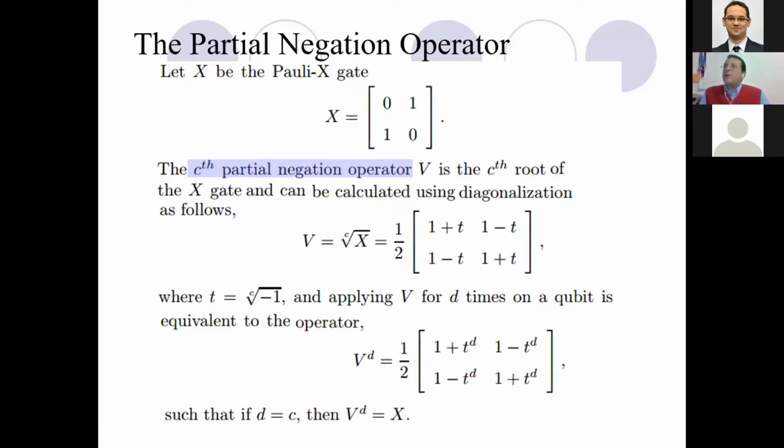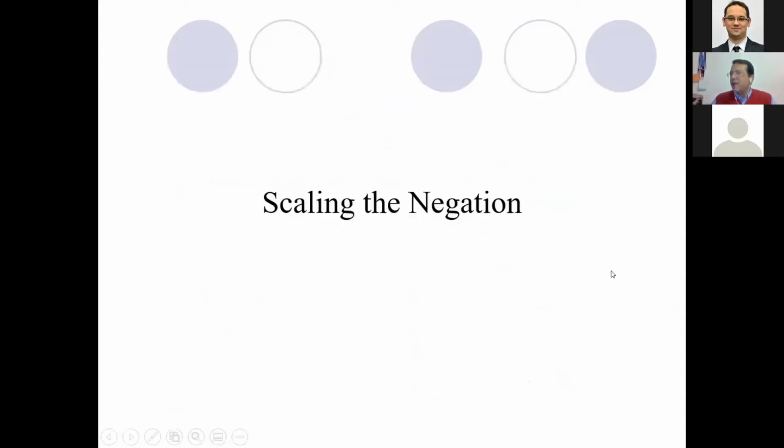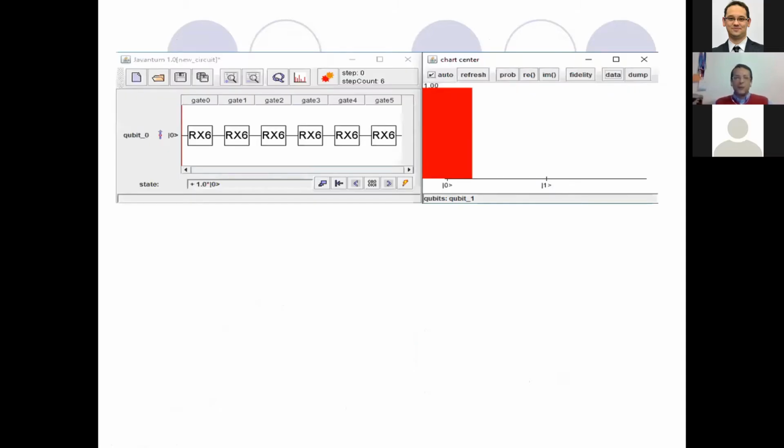What are the possible applications of such a simple operator? Let's start with some simple applications and see how useful it can be. First of all, we can scale the negation, dividing the distance from 0 to 1 into an arbitrary scale.